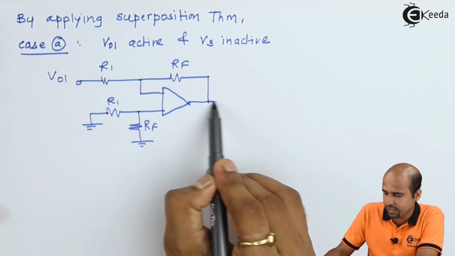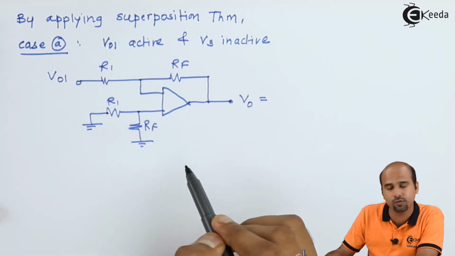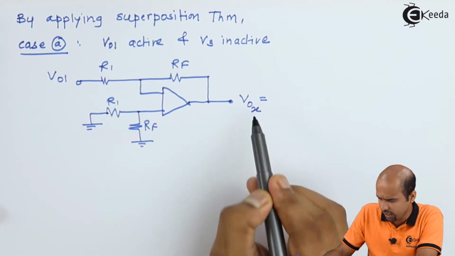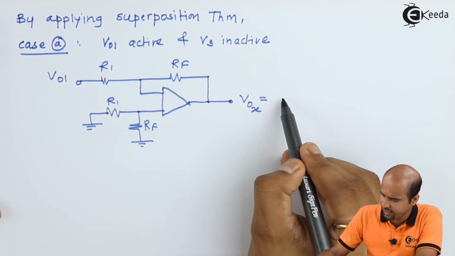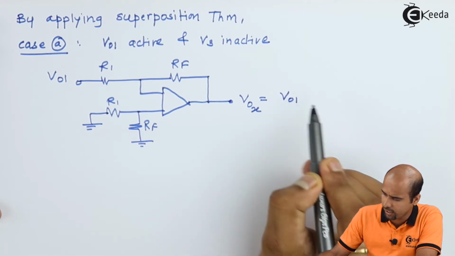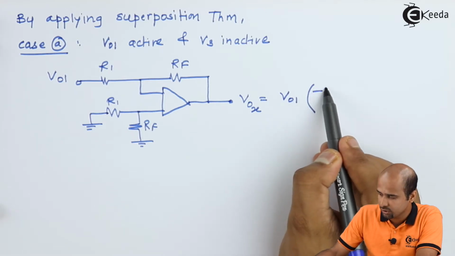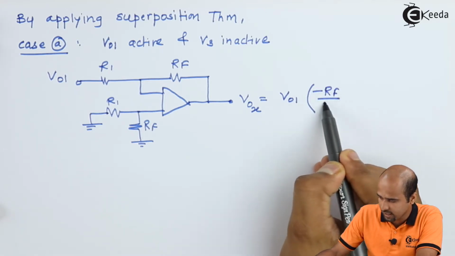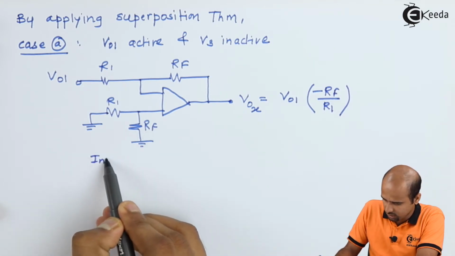Whatever output I will be getting, that will be your output of, let's say, VOX. Case number A, VOX. VOX is equal to VO1 multiplied by minus RF upon R1, right? Minus RF upon R1, because this is the inverting configuration.